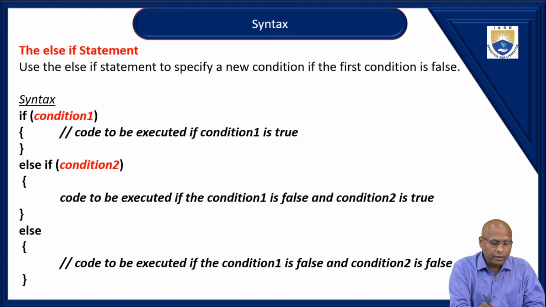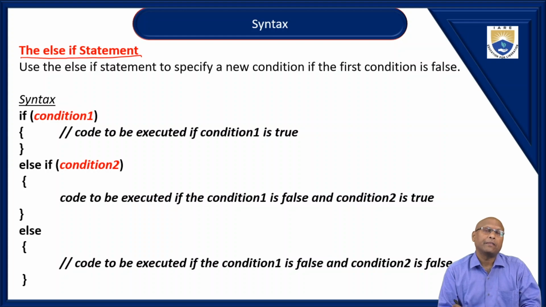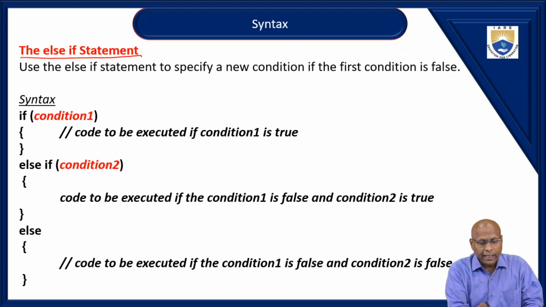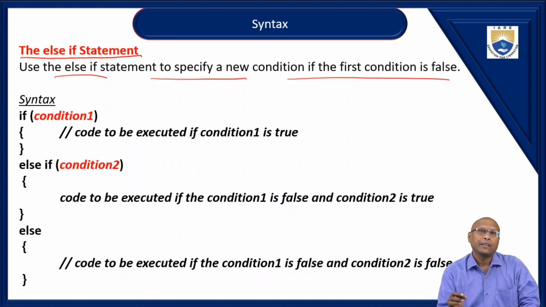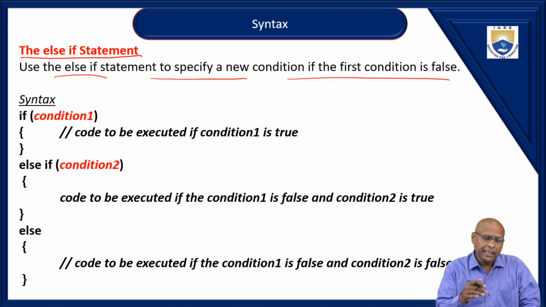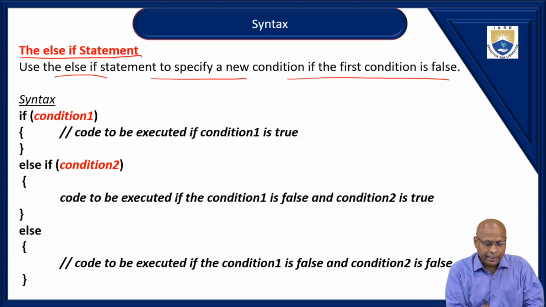Then there is one more statement, the else if statement. That means if you want to write multiple if else if. That is also called ladder if. Okay? Use the else if statement to specify a new condition if the first condition is false. If the first condition is false, go to the second condition. If the second condition is false, go to the third condition. If the third condition is false, go to the fourth condition. Like this, if you want to go for multiple condition checking, then always write the else if statement, also called else if ladder. So, here if you see the syntax, first check the syntax.